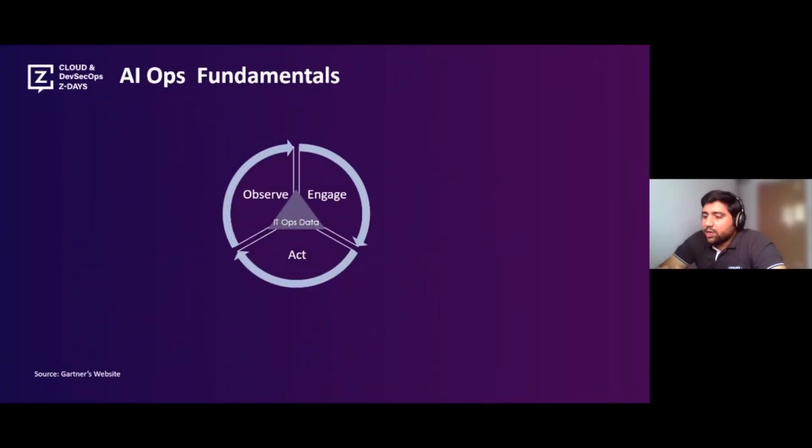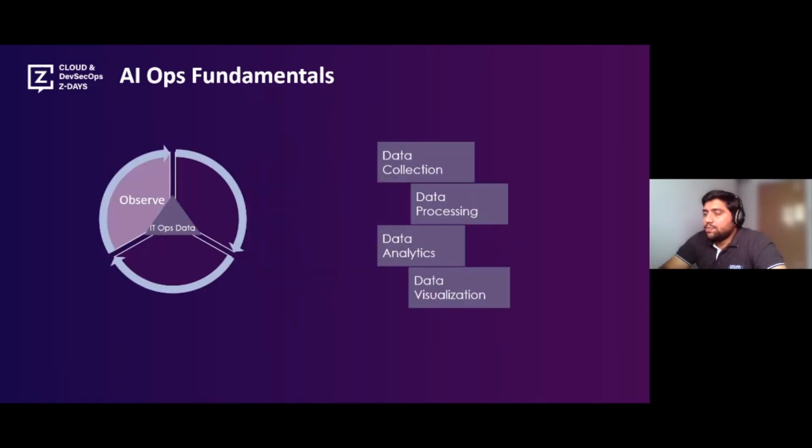Before we talk about the AIOps architecture, I'll quickly talk about the AIOps fundamentals. Again, this is represented from Gartner's website, which pretty much encapsulates the AIOps process into three major categories: observe, engage, and act. And all this is done on top of the ITOps data using machine learning models or analysis. The observe part talks about how we collect the data, process the data, analyze the data, and visualize the data. So using the machine learning model, how we analyze the data collected from the monitoring tools, and how we represent it in the dashboards. It's pretty much the observe part of it.